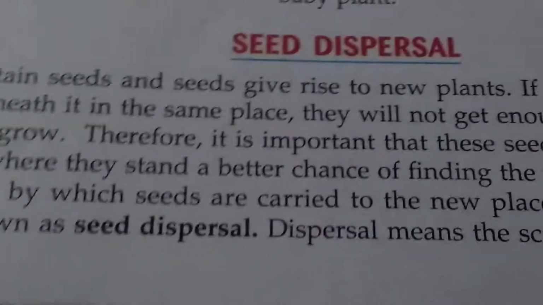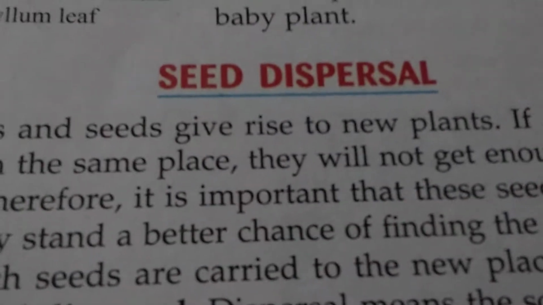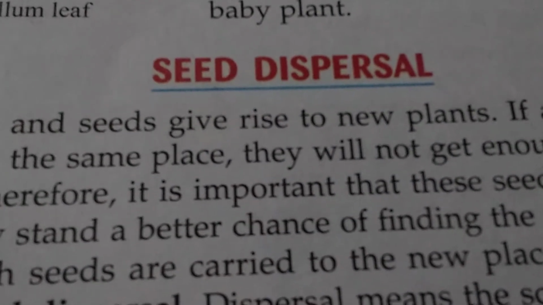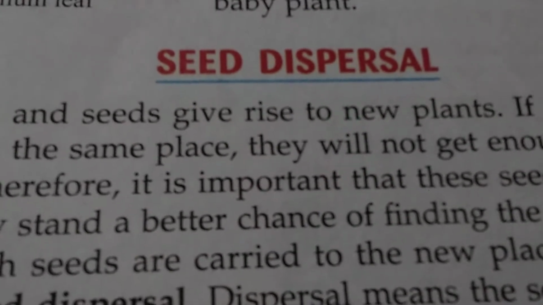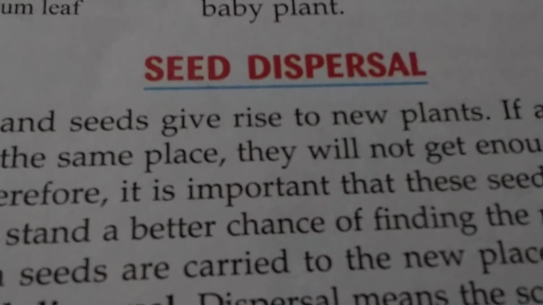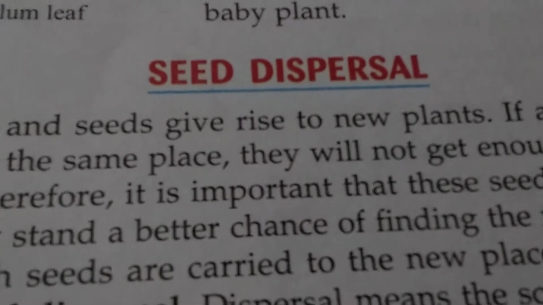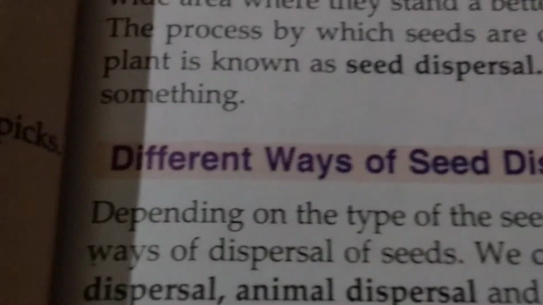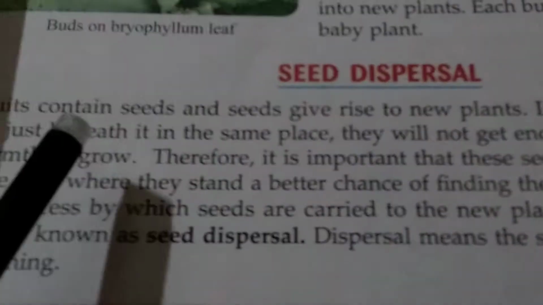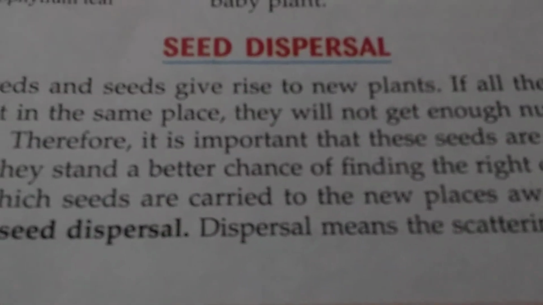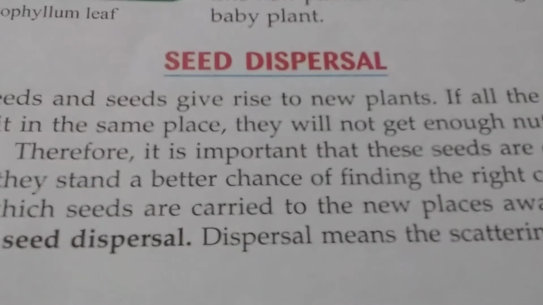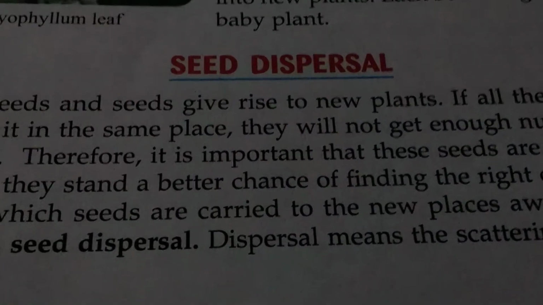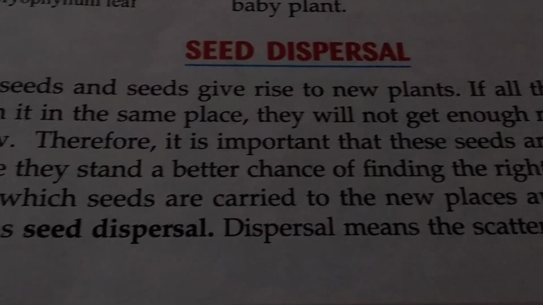And now I'm telling you about seed dispersal. Okay, it is a main part of reproduction, dispersal of seeds. After a seed is formed, it has to be dispersed, and there are different ways of seed dispersal. And I'm telling you what dispersal is. Dispersal means the scattering of the seeds far from the parent plant before they touch the soil.